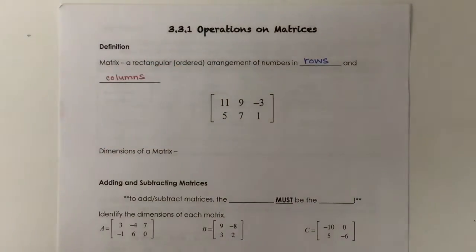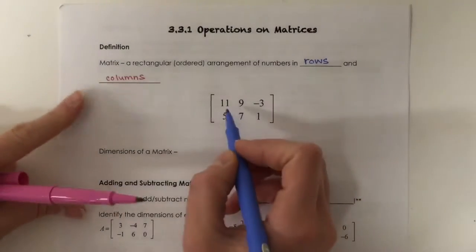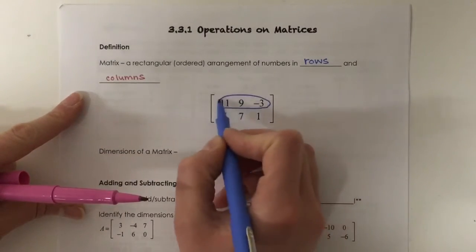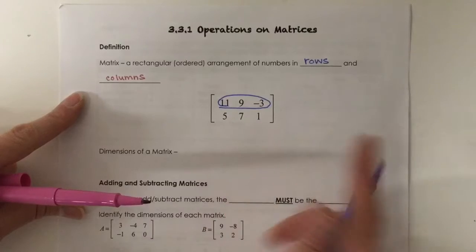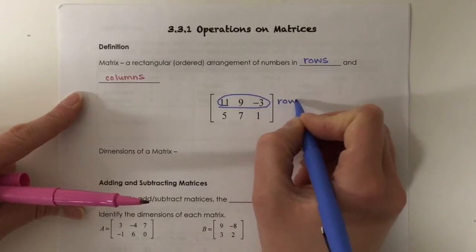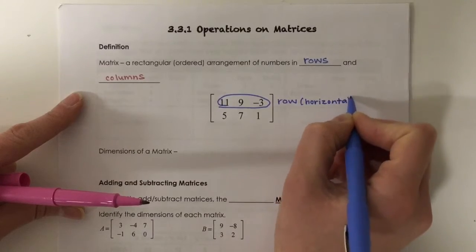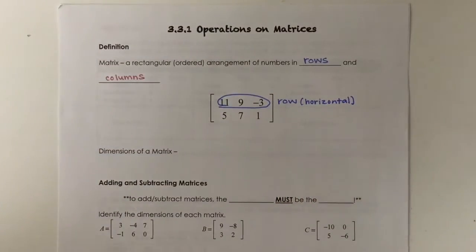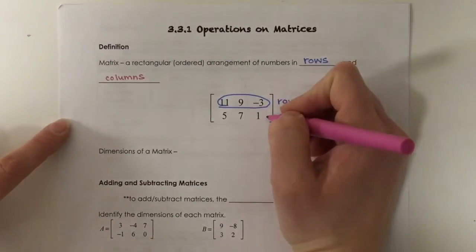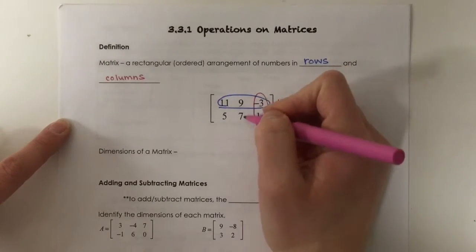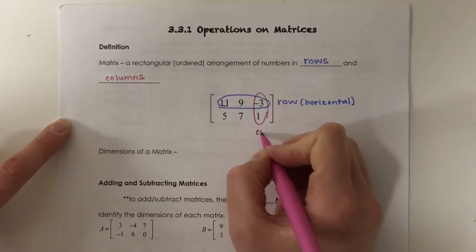So let's make sure we know. A row is anything going horizontal, so this would be a row. 5, 7, 1 is also a row. So our rows are the horizontal things. And then our columns are the vertical. So like 3, 1, 9, 7, 11, 5, those are all columns.